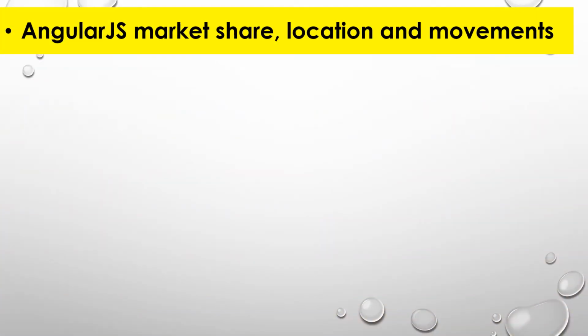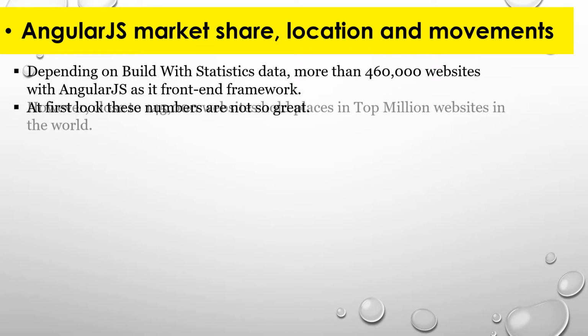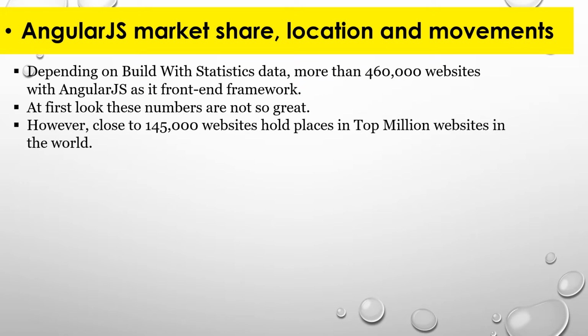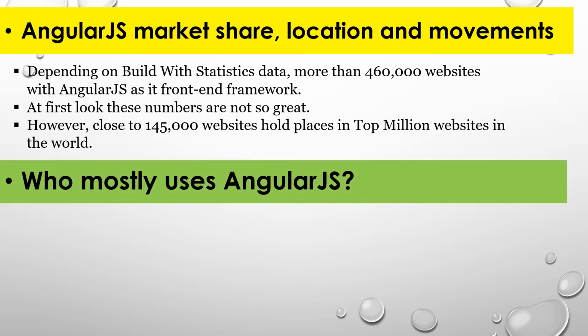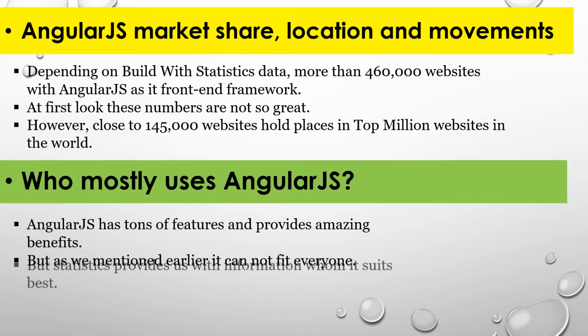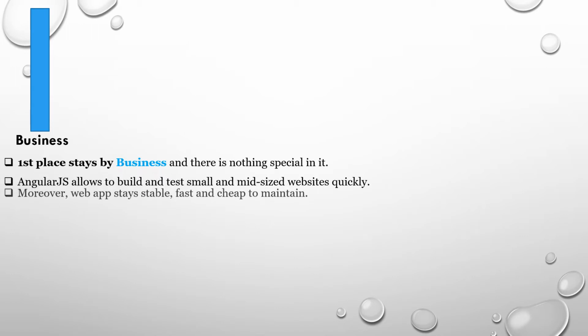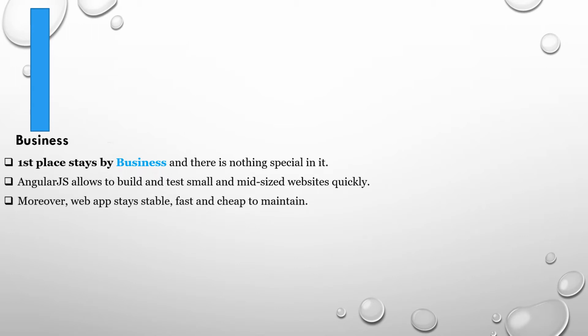Now let us look at the places where Angular JavaScript is successful. From the statistics data, more than 460,000 websites use Angular as their front-end framework. Among these, close to 145,000 hold their places in the top million websites in the world. Who mostly uses Angular JavaScript? It has tons of features and provides amazing benefits. Statistics provides us with information on whom it suits best. First place stays business, and there is nothing special in it because Angular can build and test small websites quickly. Moreover, web applications stay stable, fast and cheap to maintain.